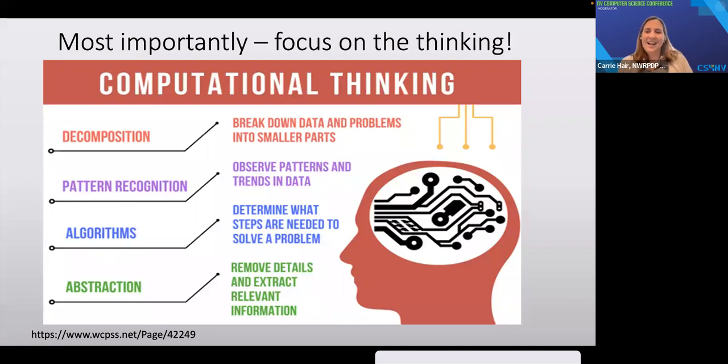Decomposition, pattern recognition, abstraction, a little bit of everything, not a lot of algorithms. I feel like math teachers are really good at algorithms.